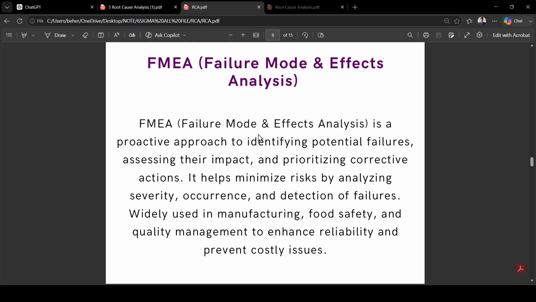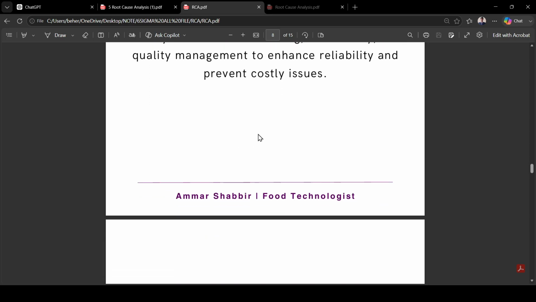Then FMEA, failure mode and effects analysis. Failure mode and effects analysis is a proactive approach to identify potential failures, assess their impact, and prioritize corrective action. It helps minimize risks by analyzing the severity, occurrence, and detection of failures. Widely used in manufacturing, food safety, and quality management to enhance reliability and prevent costly issues.